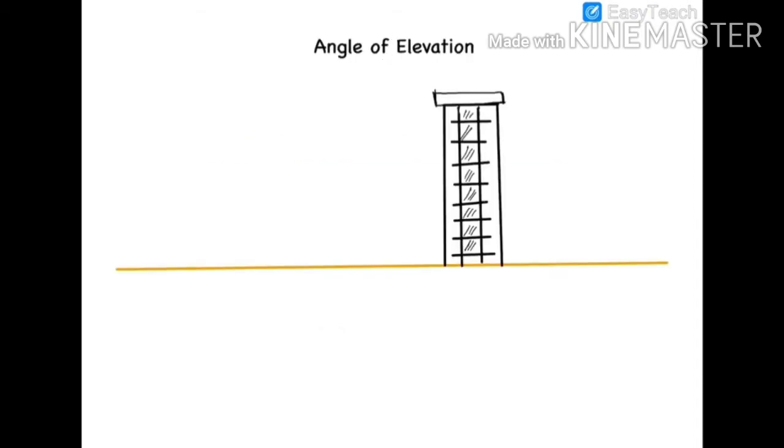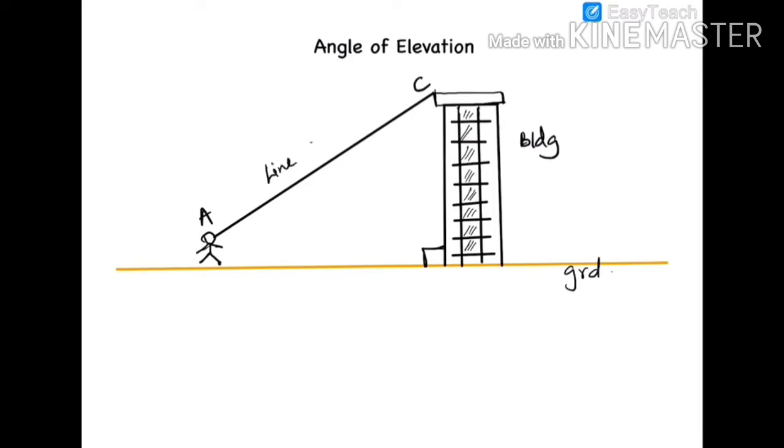To understand angle of elevation, let's consider this building which is standing on the ground vertically. So the angle between the ground and the building is 90 degrees. Let's consider a person who is standing over here. Let's say this person is looking at the top of the building. Then we can draw a line that joins the eye of this person to the top of the building. Let's mark this line as AC. This line is called the line of sight.